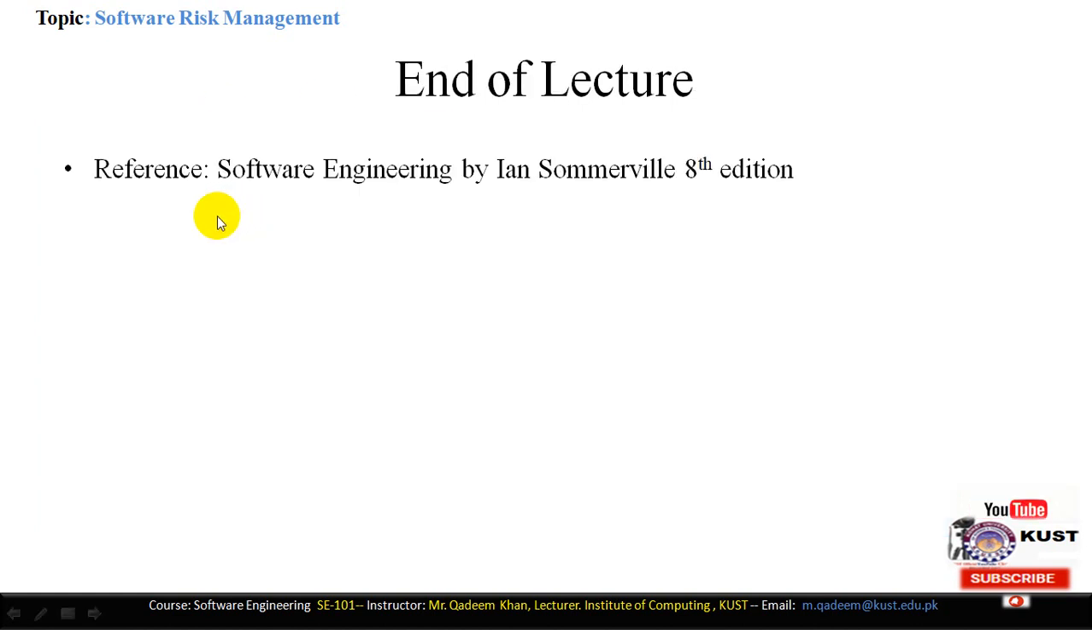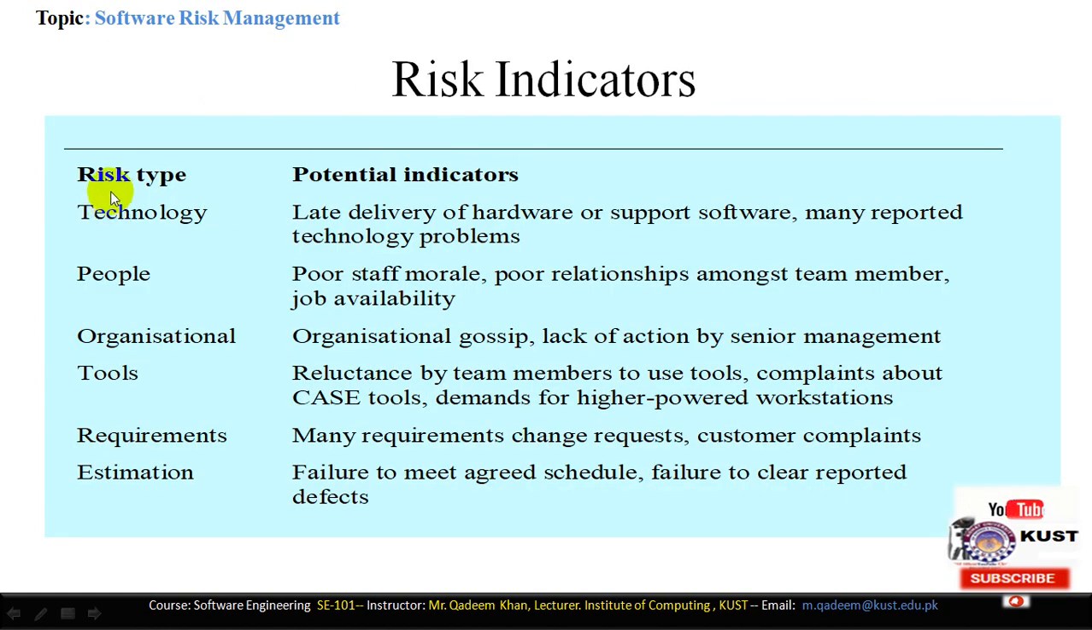These are the indicators of the risk types: technology, people, organization, tools, requirements change, and estimation. Technology: late delivery of hardware or support software, many reported technology problems. This is the indicator that the technology risk will arise if we are very late with the hardware and also support software, and many technology problems are reported.